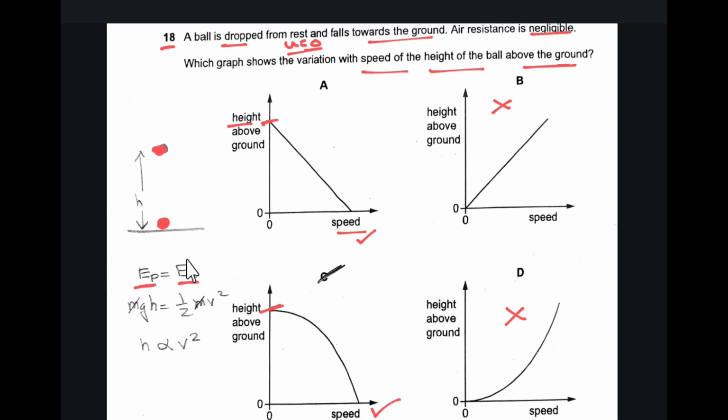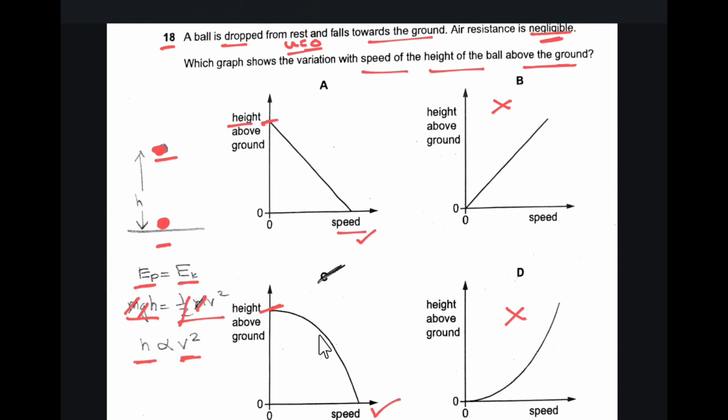Since the energy conversion is the initial gravitational potential energy equal to final kinetic energy, since no other energy is converted as work done by air resistance is negligible. So mgh = 1/2 mv². The mass cancels out, the gravitational field strength is constant, and the half is also constant. So by using the relationship we can see that height is directly proportional to v².